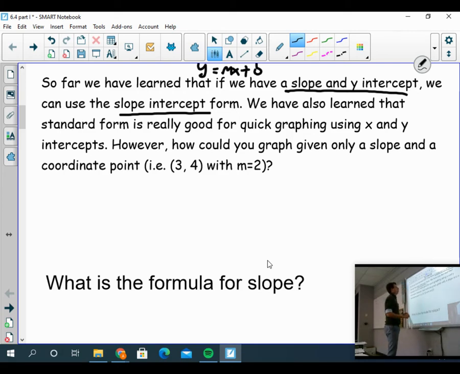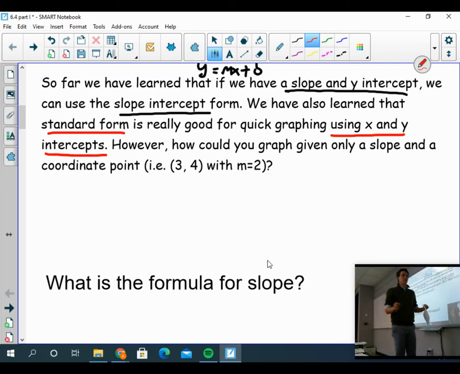and check those out. We also learned in 6.3 that standard form is really good for the x and the y-intercepts. This is when we set everything to 0 at different points and solve the equation, found the intercepts and graphed it. Okay, if you don't remember that, look at the 6.3 video or your 6.3 notes.